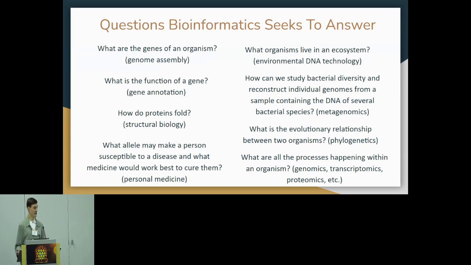What are the organisms that live in an ecosystem? How can we study bacterial diversity and reconstruct individual genomes from a sample containing several bacterial species? What is the evolutionary relationship between two organisms? And generally speaking, what are the processes that happen within an organism? So under each question, I put some keywords that you can look up if you're interested by the question and learn more.